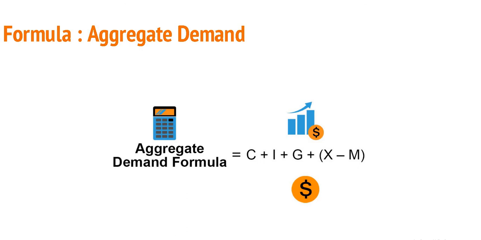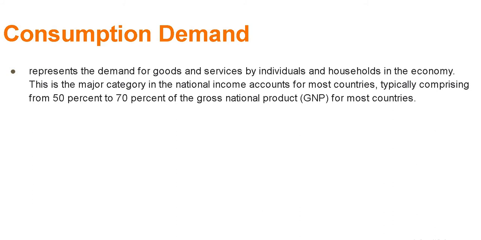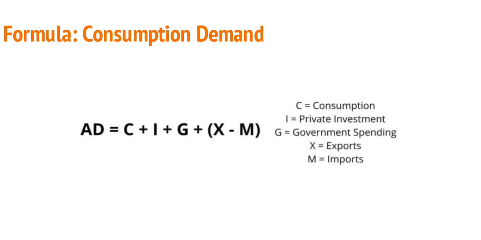Consumption plus private investment plus government spending plus export minus import. Consumption demand represents the demand for goods and services by individuals and households in the economy. This is a major category in national income accounts for most countries, typically comprising 50% to 70% of gross national product. The formula for this is consumption plus private investment plus government spending plus export minus import.